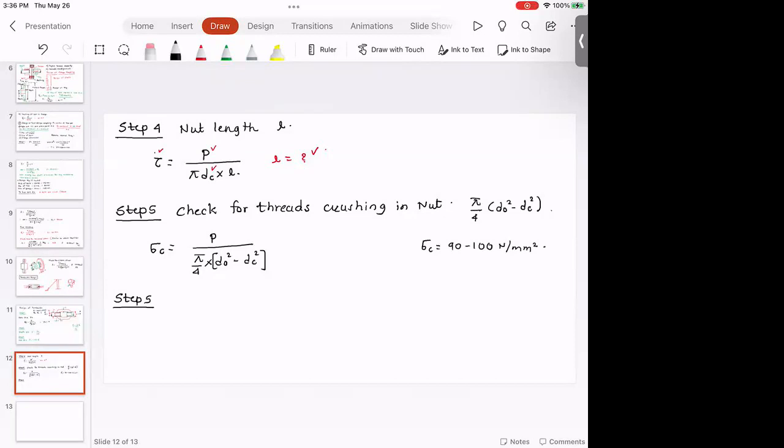Step 5 is coupler plate thickness. Step 6, yeah. And step 7 is coupler plate width, which is B.